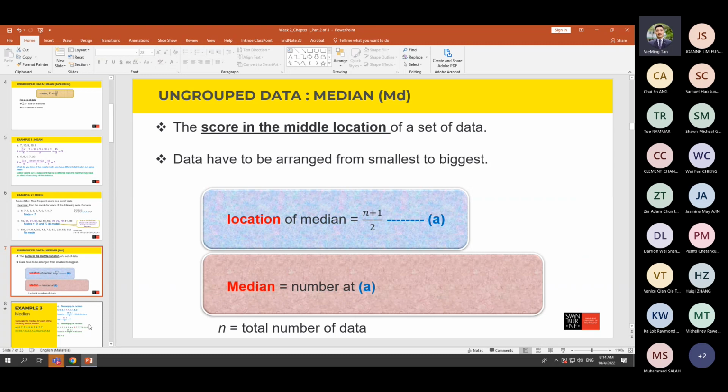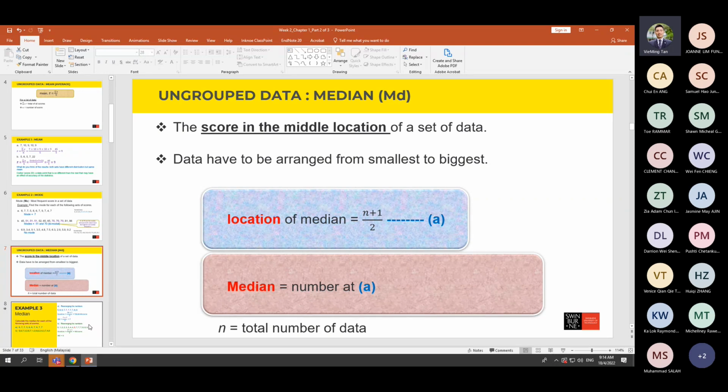First step, okay? Second step is you need to identify the location of the median. Location means term of the median. The formula is using (n plus 1) divided by 2. N refers to the number of data available. So for your project, you have 50 data, so replace the N with 50.